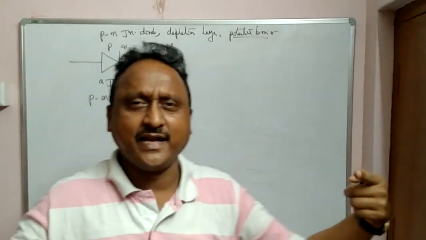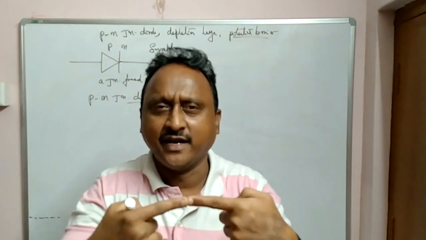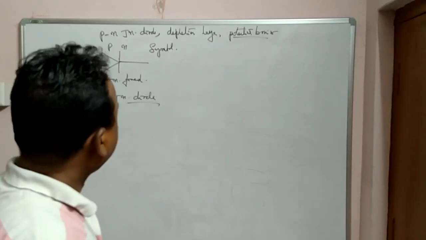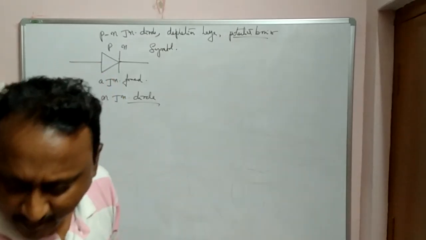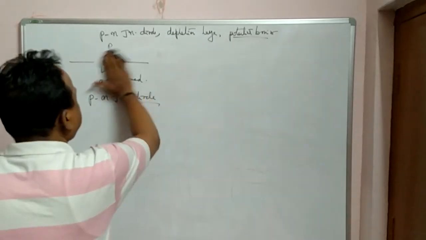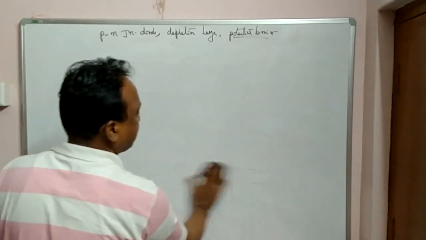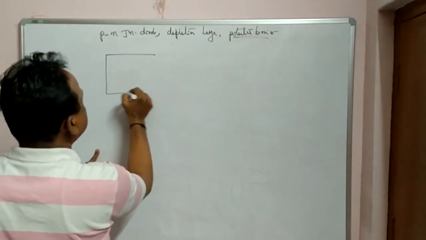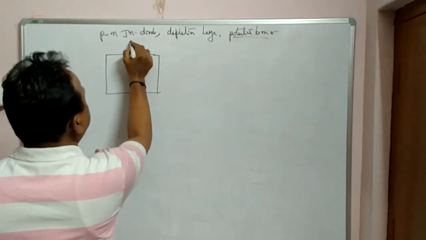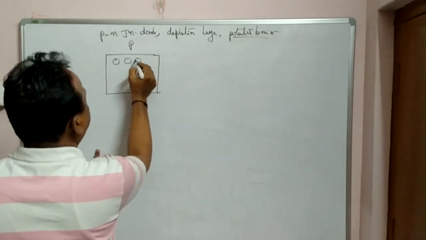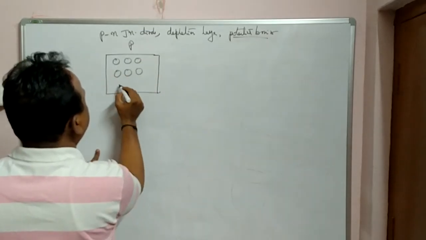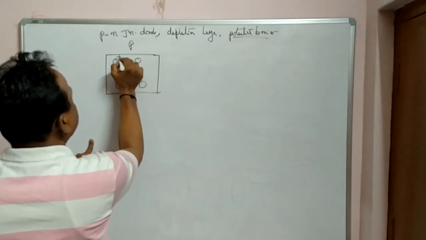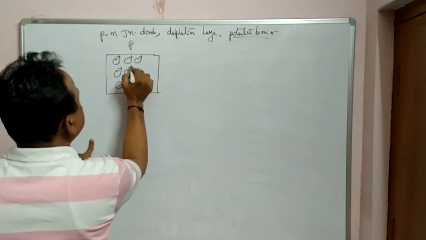So when P type and N type both come and are joined, a single junction is formed. That is called a PN junction diode. Clear? Now in this case, what happens, we'll see. Please draw this figure. See, as I told you, in P type, what is the majority charge carrier? Holes. Positive charge.